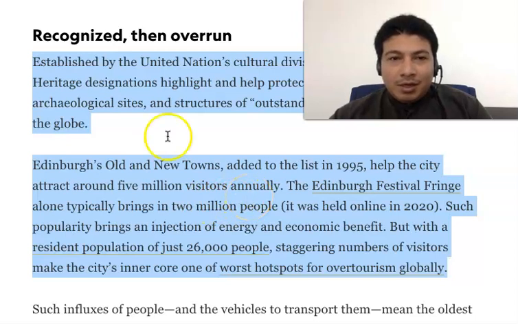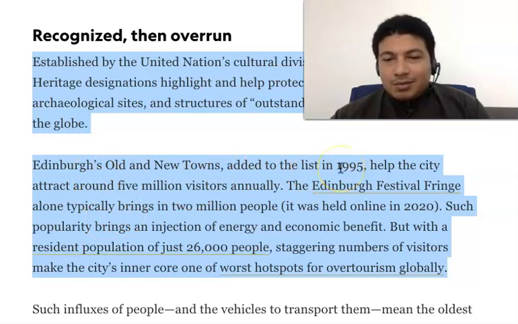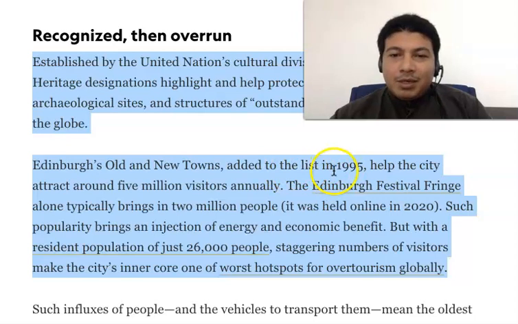And the statistic here could also be historical data, because it happened in 1995. And another statistic would be 26,000 people. These are all supporting details that you can see to support the main idea.